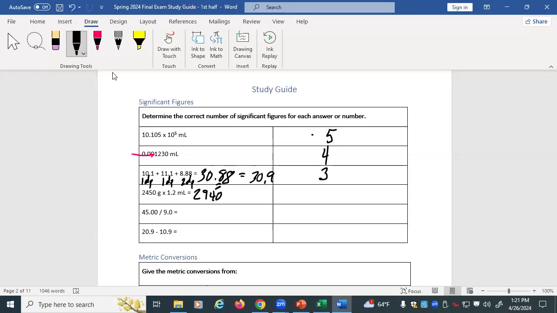Now, the calculation rule for multiplying and dividing is that it's the number of digits that matters. So in this, I had 3 digits. In this, I have only 2. I'm going to round to the least precise, which would be the 2 digits. So 2,900 would be the correct result. And that number has only 2 digits, 2 significant digits.